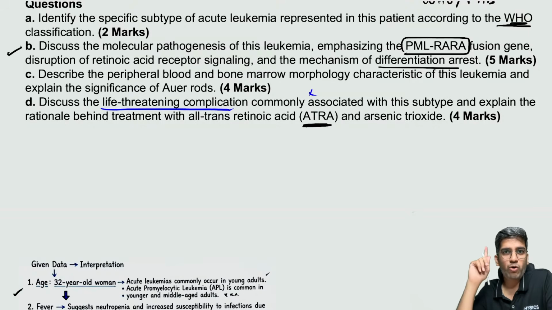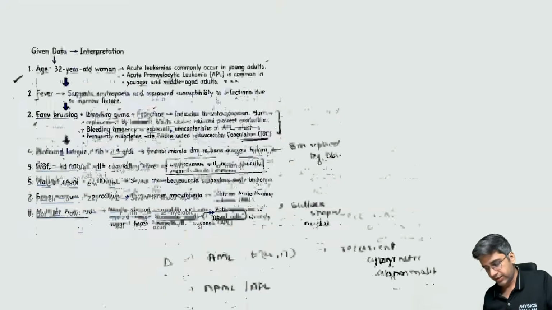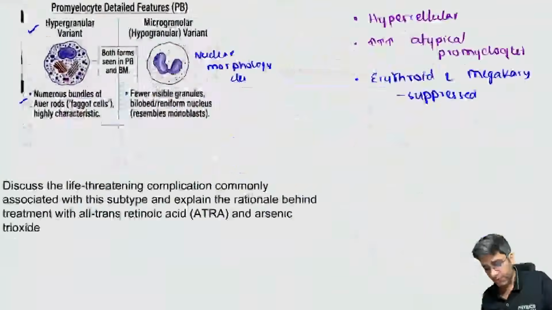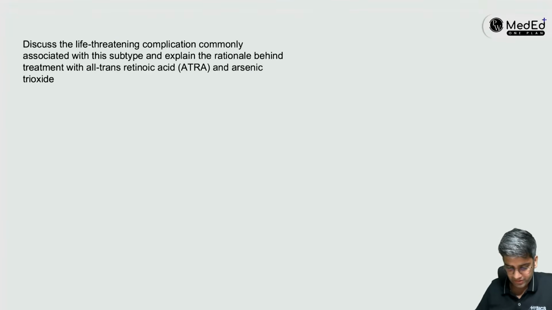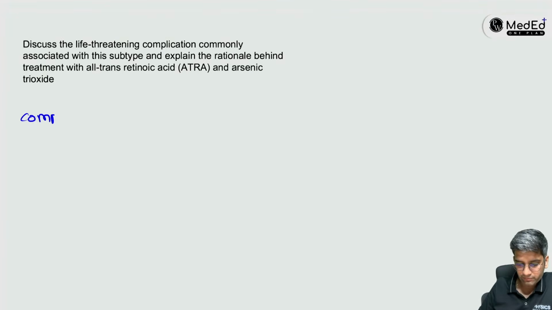We have an important life-threatening complication, that's DIC, disseminated intravascular coagulation. And also they asked here, what's the rationale behind giving ATRA and arsenic trioxide as a treatment? That's a treatment for APML. Again, that's a very unique treatment here, right? Great, Siddhi. Fine. The complication as well as the treatment here. First, we'll address the complication part.